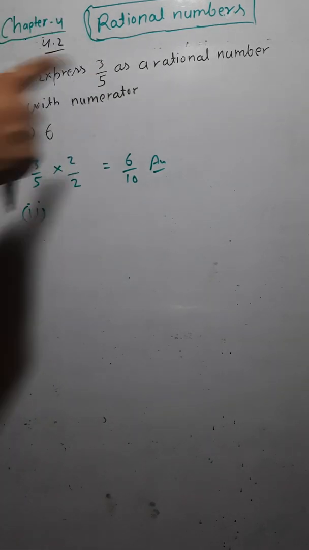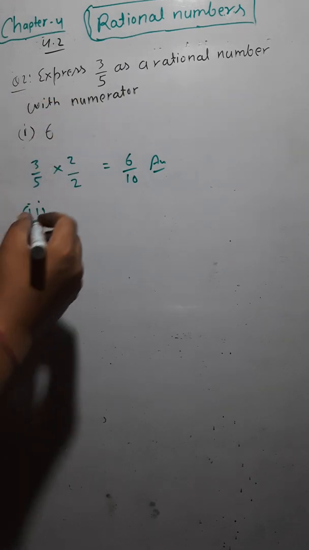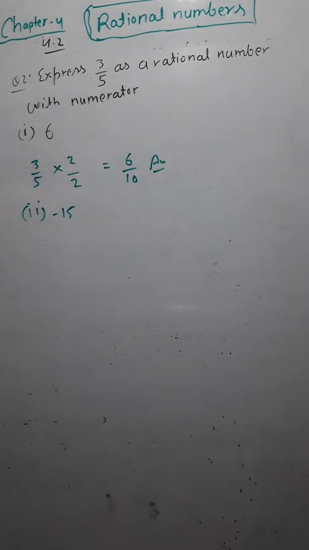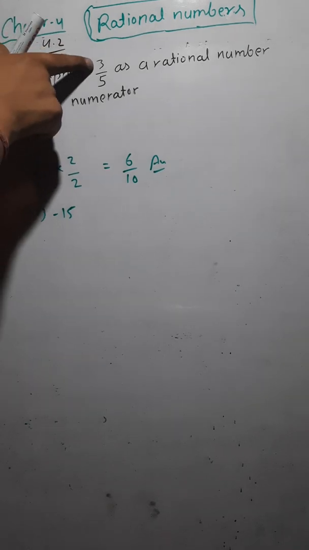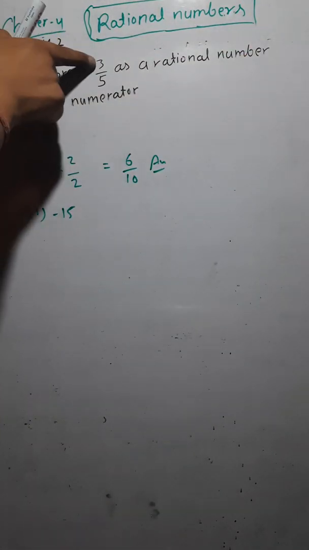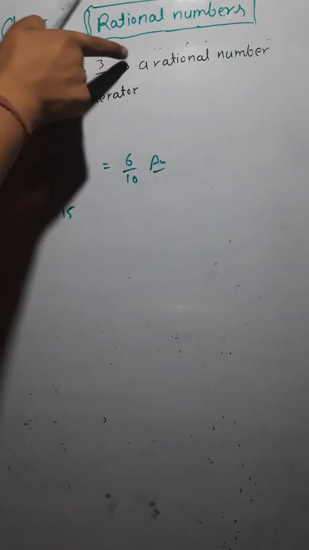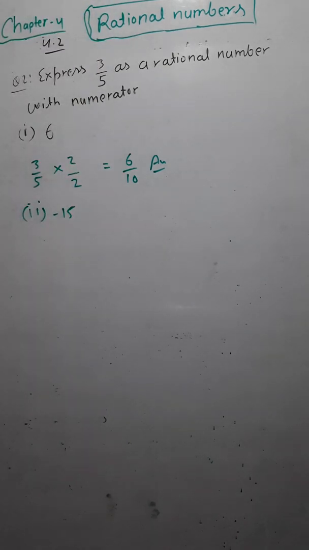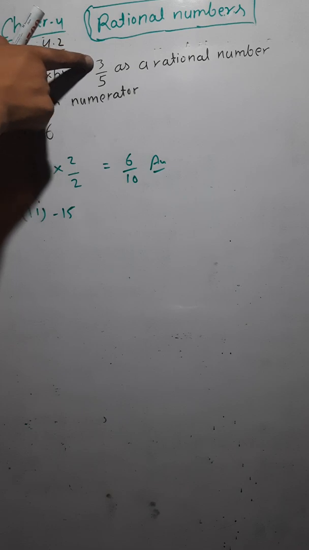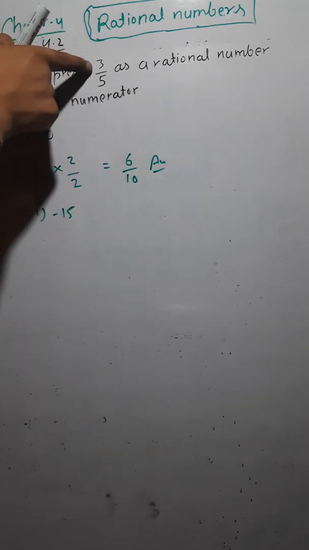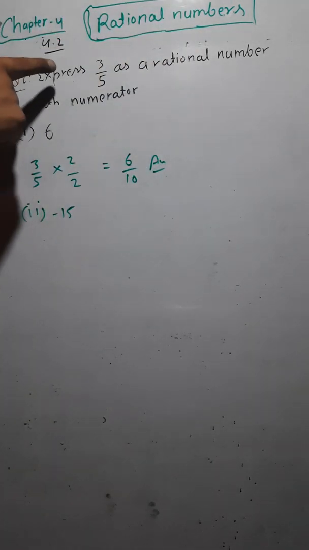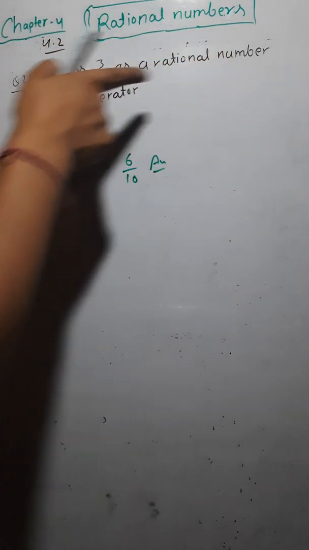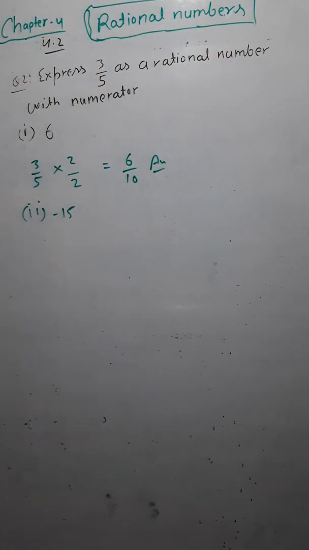Okay. Now similarly you have the second question. Express 3 by 5 as a rational number with numerator minus 15. Now you have to make this numerator minus 15. How do you make this minus 15? If I multiply it by minus 5. Minus 5 multiply 3 would be minus 15. 5 3 is 15. Yes or not? So if I multiply this numerator by minus 5, then it would become minus 15. So I have to express 3 by 5 as a rational number with numerator minus 15.